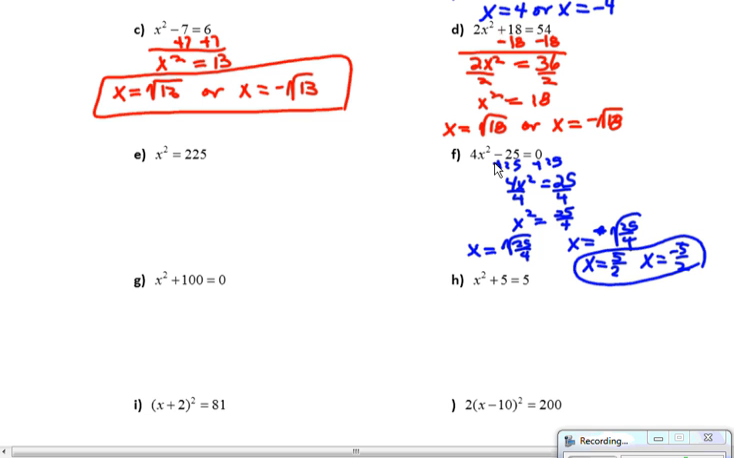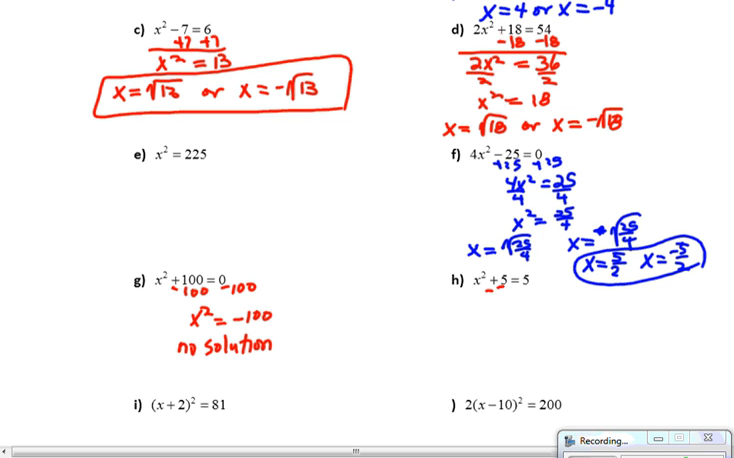G, x squared plus 100. So I'm going to subtract 100 from both sides. I get x squared is equal to negative 100, and I cannot take the square root of a negative 100. So we're going to say that there's no solution. So technically no real solution on that.